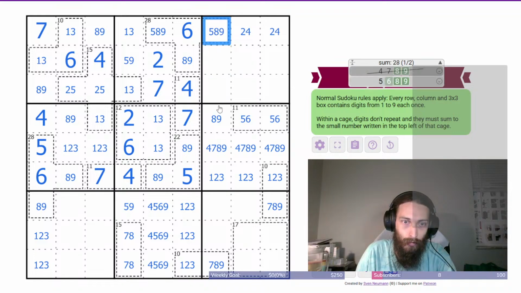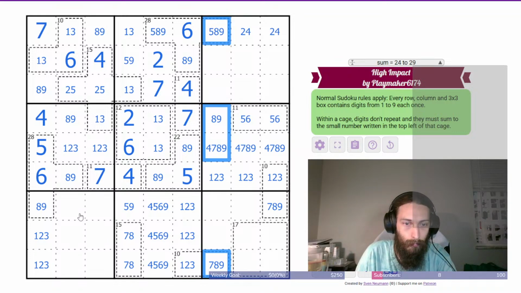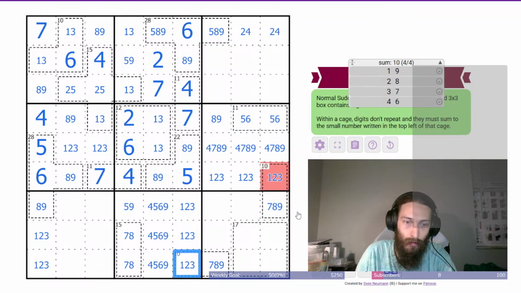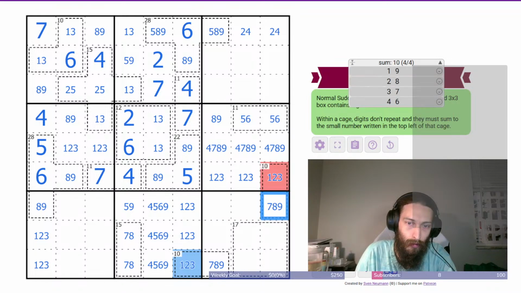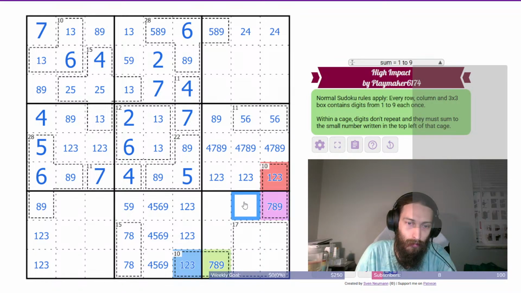That's the right direction. This is close to a quad. Not there yet. I know these are different. These are different as well.